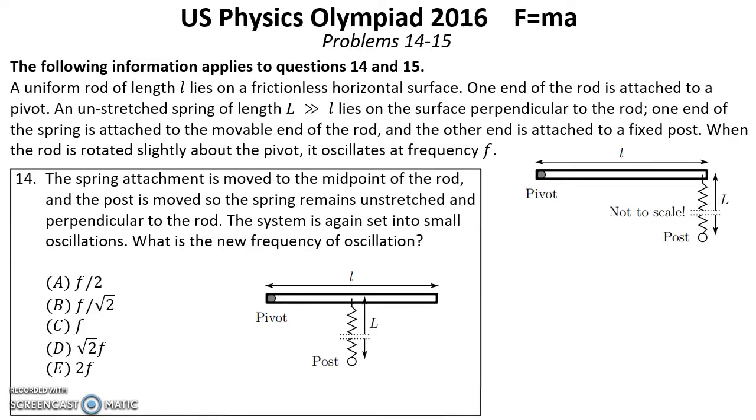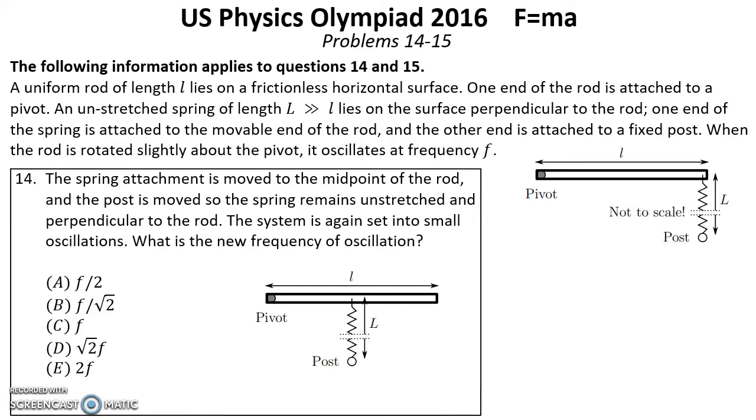Problems number 14 and 15. The following information applies to questions 14 and 15. A uniform rod of length L lies on a frictionless horizontal surface. One end of the rod is attached to a pivot.